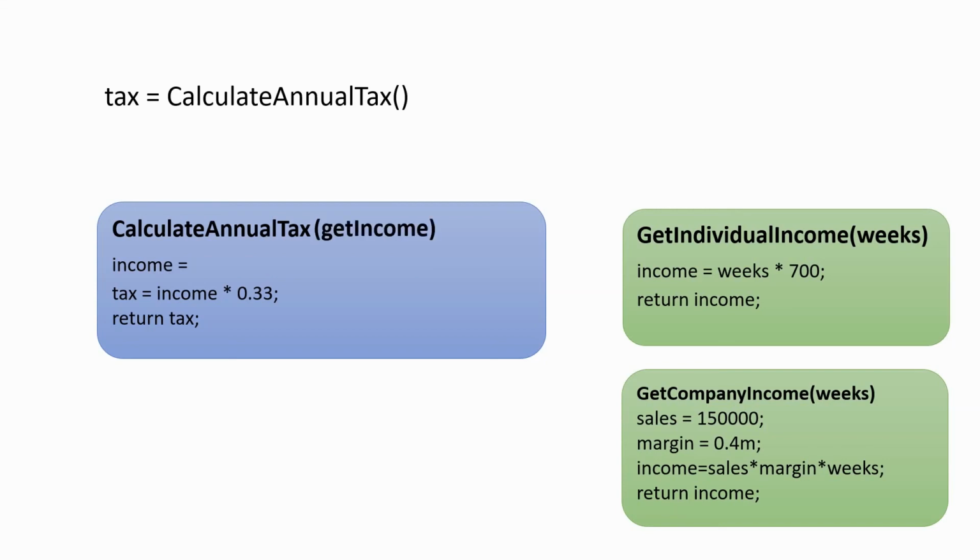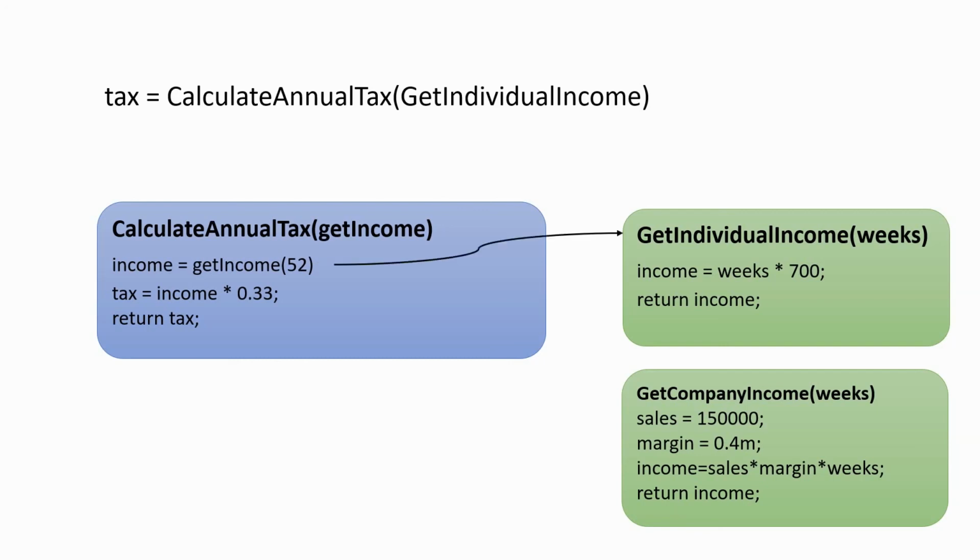Well, we can receive as an argument into the calculate annual tax method a delegate, which indicates that whatever method comes in is the method that we should use to determine what the income is. So the first line becomes a call to that method passing 52 as we did before. Then when we call calculate annual tax at the top, we want to pass in the name of a method. In this case, we pass in get individual income.